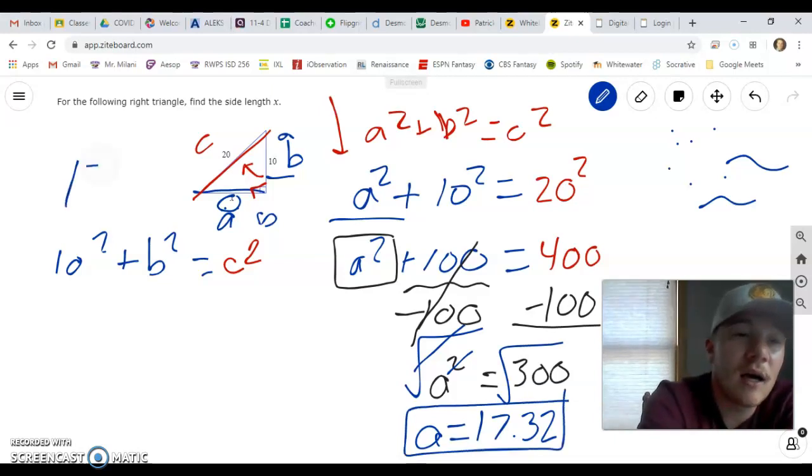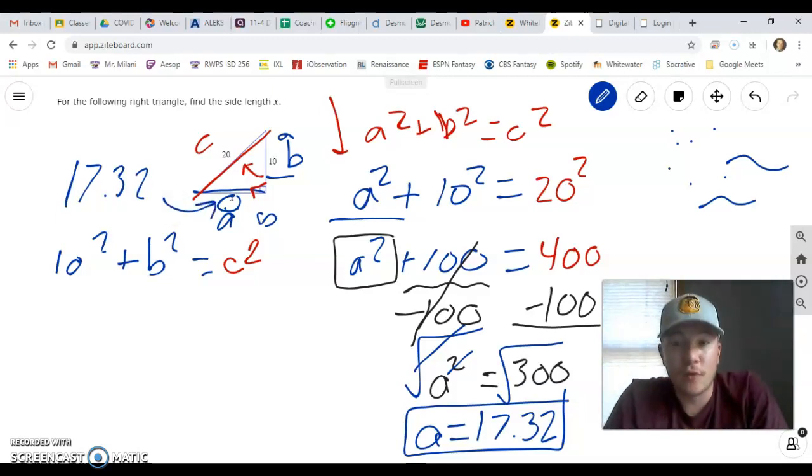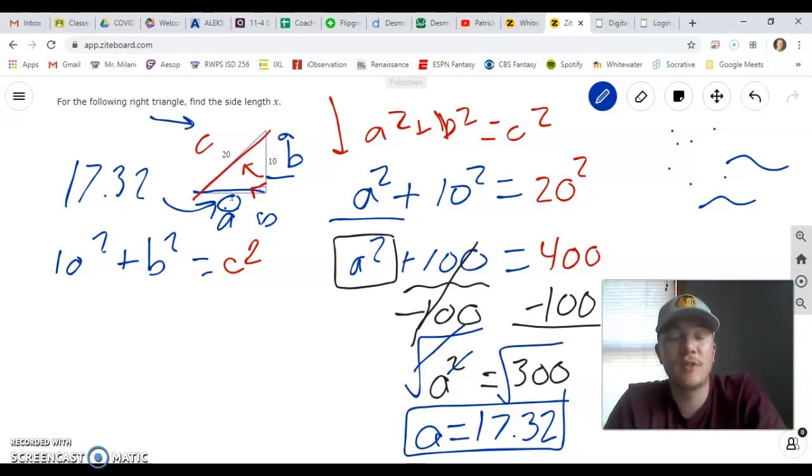Now, kind of like how we said last time, your answer should be longer than both your legs. Since you're looking for a leg today, your answer should be smaller than that hypotenuse. Your answer should be something smaller than that C value. It doesn't matter if it's smaller or bigger than the other leg, it just has to be smaller than your hypotenuse.